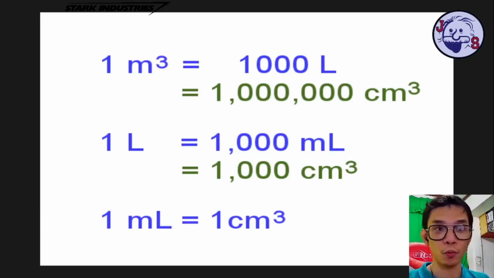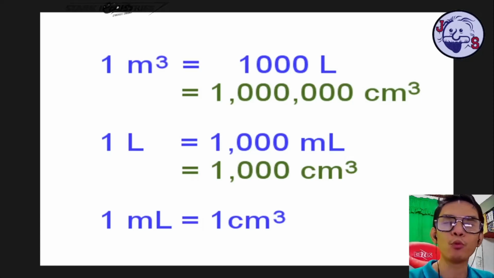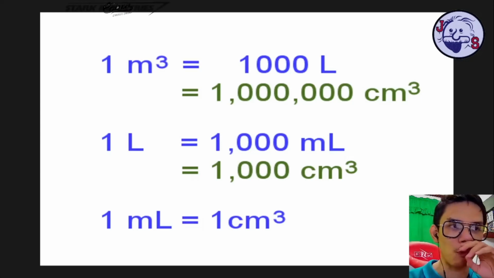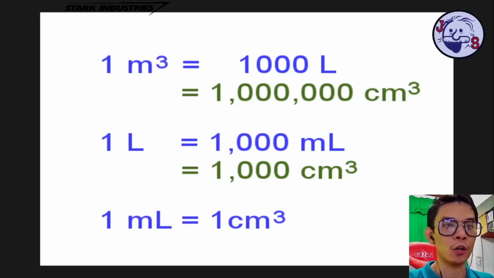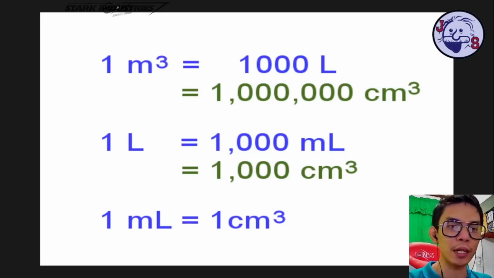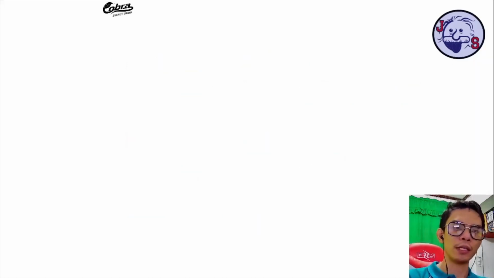I think you know that one already. And 1 liter is also equivalent to 1,000 cubic centimeters. And more so, 1 milliliter is equivalent to 1 cubic centimeter. So these are the conversion factors that you should take note of when you are dealing with units of volume. Let's try and take a look.